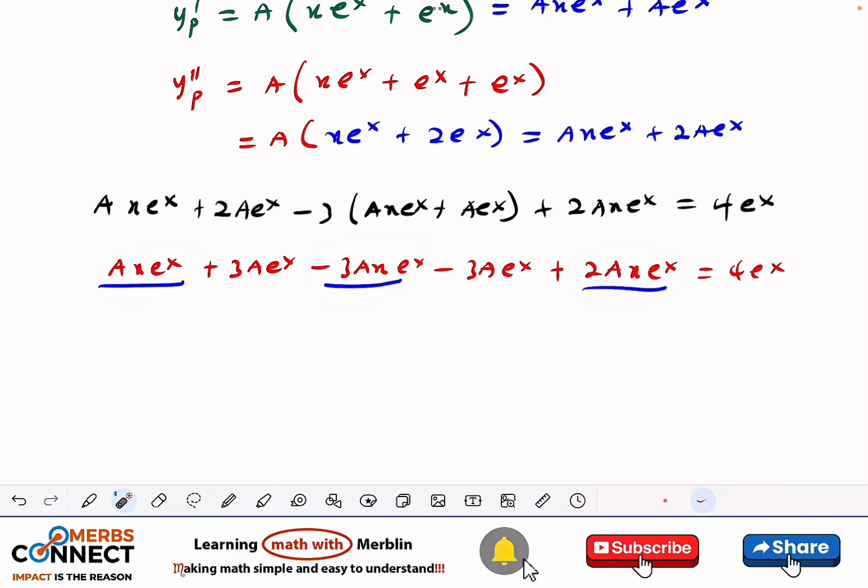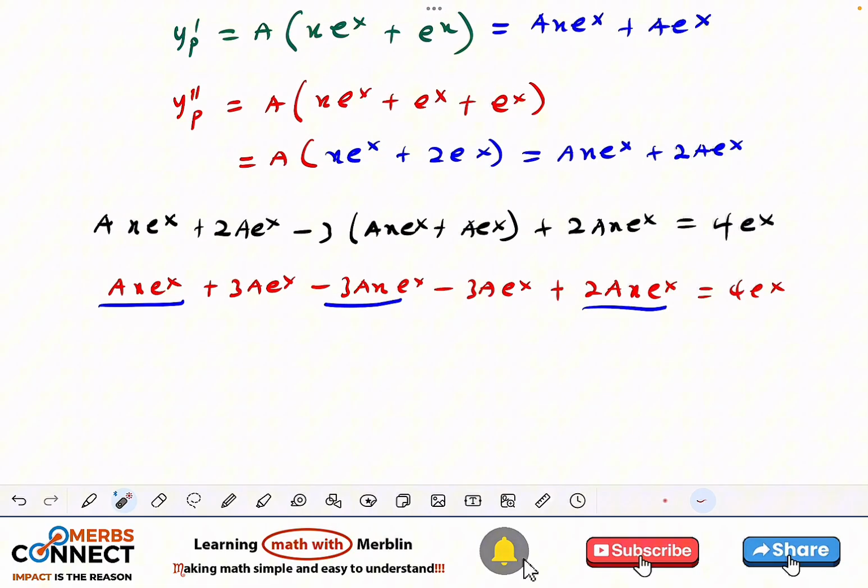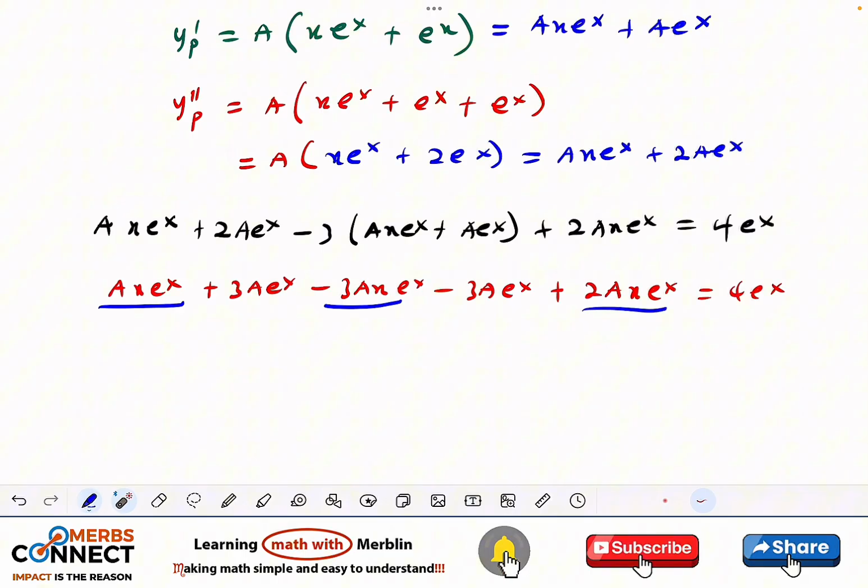And then this and this, oops, how is everything going to 0? Okay, let me check it out again. Okay, this one is 2, because all of them cannot go to 0. Good. So from here, this is 2. So this and this and this will be 0. And then this minus this is going to give us minus a e to the power x, which will be equal to 4 e to the power x.